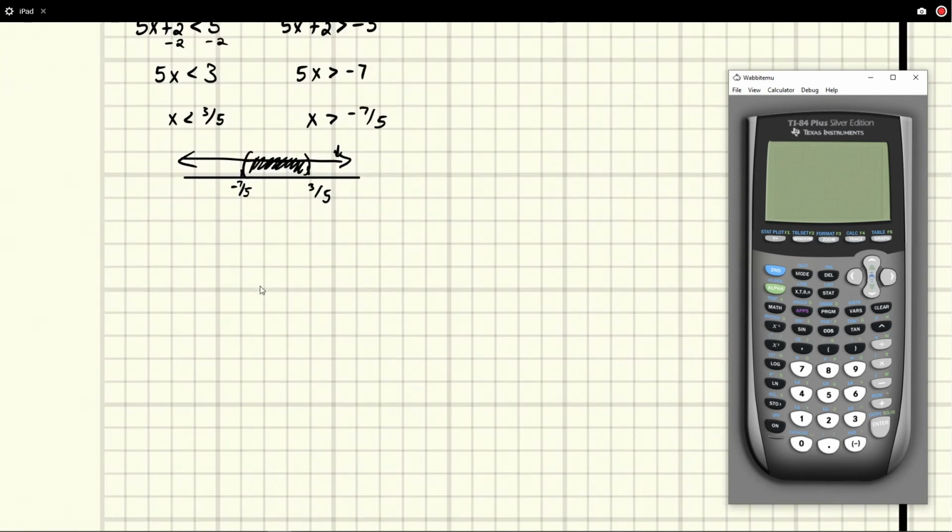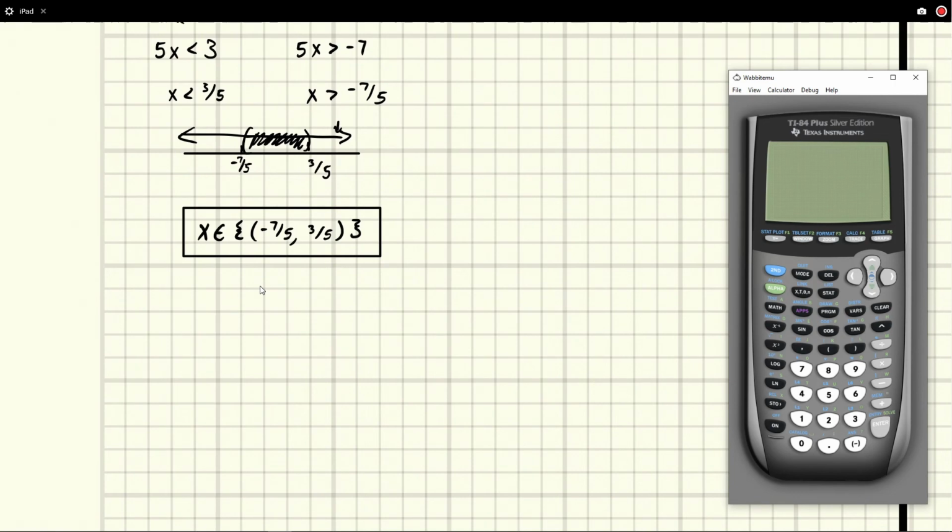So let's go ahead and write out our interval notation. We're going to have x is an element of, and then an interval in here. We're going to have the interval between -7/5 and 3/5. So we're going to have -7/5, comma, 3/5. These are all the values that x can take on. And so we would go ahead and box this.